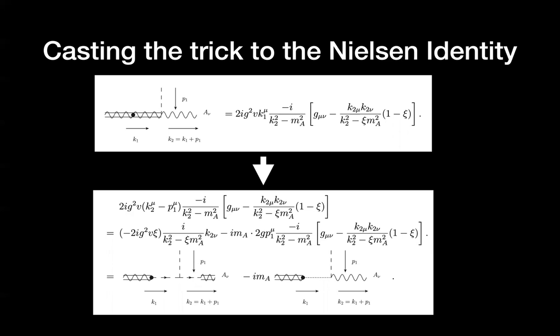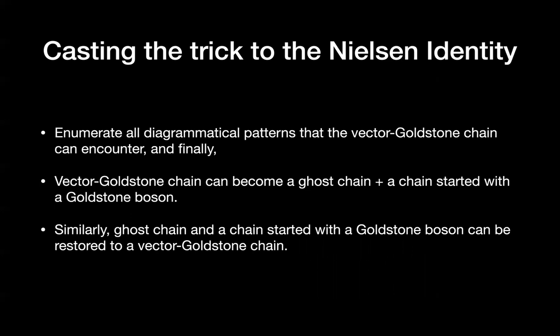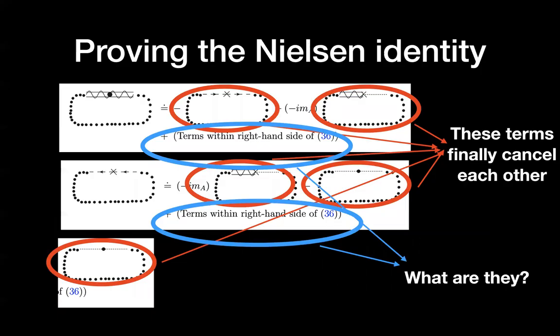Then this similar process can appear and reappear recursively. And I just enumerated all the diagrammatical patterns that I can consider that the vector Goldstone boson chain can encounter. And finally, this recursive process will render all the vector Goldstone chains to become a ghost chain plus a chain started with a ghost Goldstone chain. And to inverse this process back, similarly, a ghost chain and a chain started with a Goldstone boson can also be restored to a vector Goldstone chain. So here is the basic idea of the proof.